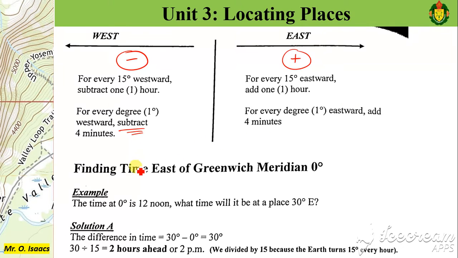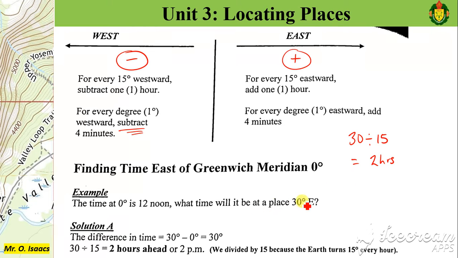So let's look at this example here. The time at 0 degrees is 12 noon. What time will it be at place 30 degrees east? So the place at 30 degrees east, what time will it be? The mathematical principle here is that you're going to be dividing 30 by 15, because every 15 degrees equals 1 hour. So we want to see how many hours we can get out of this. So in this case, we're going to be left with 2 hours.